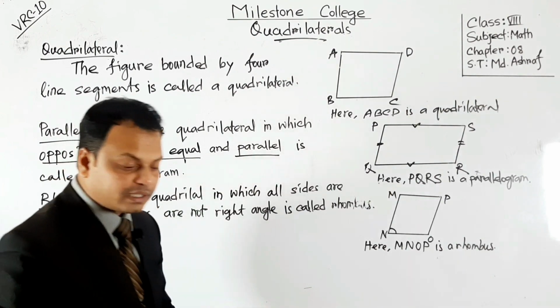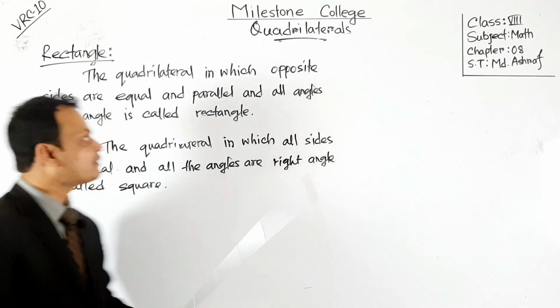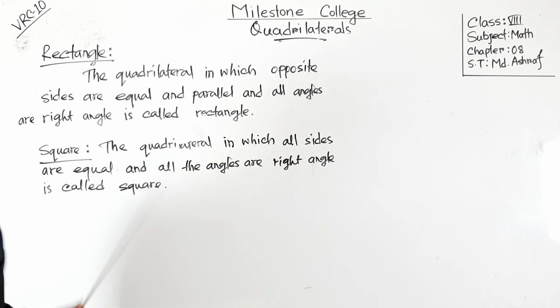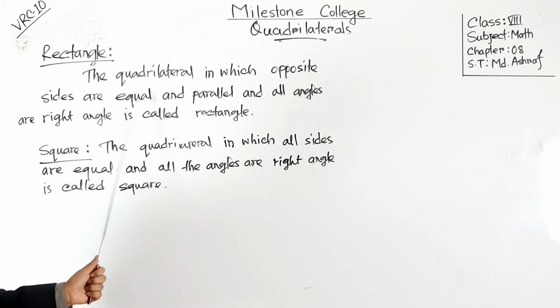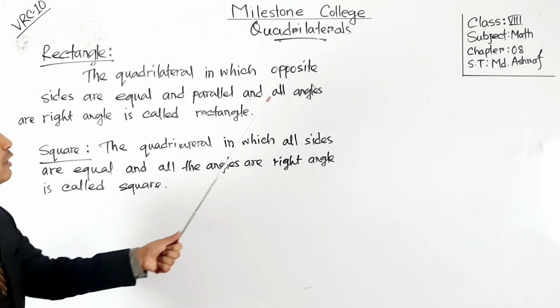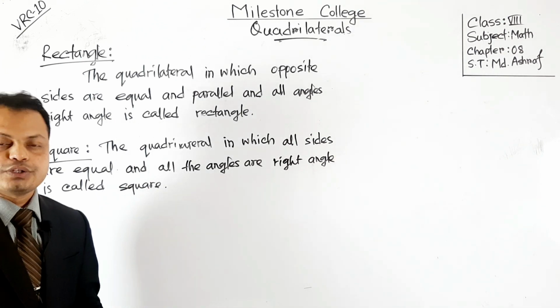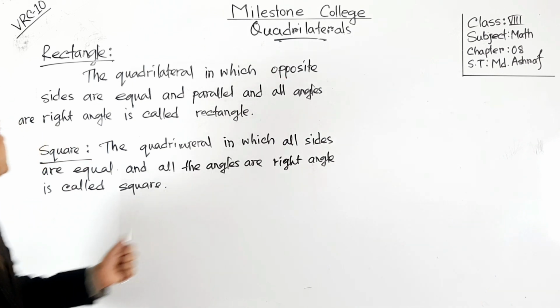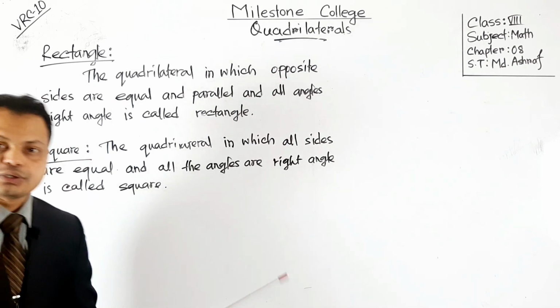Now we will do another three types. Now do the next one. It's a rectangle. So what is the definition of a rectangle? The quadrilateral in which opposite sides are equal and parallel and all angles are right angles is called a rectangle. So what we have got? Opposite sides are equal and parallel and all angles are right angles. So see the figure.